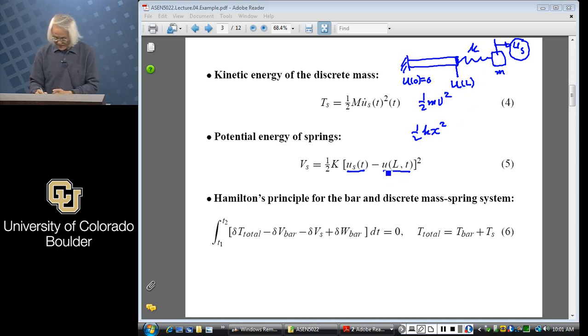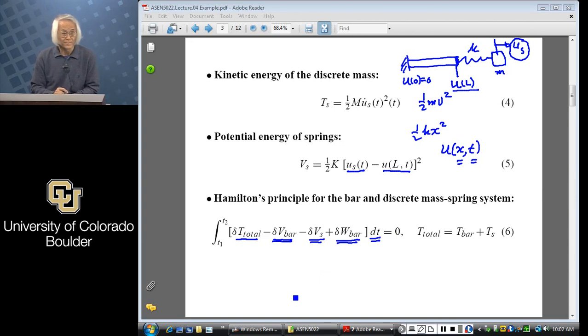Now, please notice that I keep arguments, both space and time, on the continuum displacement. Because in continuum dynamics, U is no longer just a function of space. It's a function of space and time. So instead of UL, I put UL comma T. The T is still not specified. Then Hamilton's principle is: total kinetic energy minus the potential energy of the bar, the potential energy of the spring, and the virtual work done on the bar, in a time definite integral, is equal to 0.